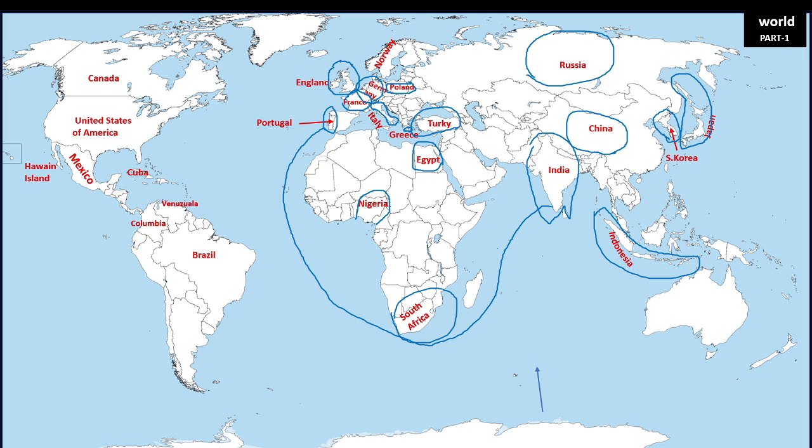Next, we go to see the most important and powerful country of the world, that is USA or United States of America. North of USA we find Canada. South of USA we find Mexico. West of Mexico in the Pacific Ocean is a group of islands called Hawaii Island or Hawaiian Island. In the Caribbean Sea, some groups of islands are there. One among them is Cuba.